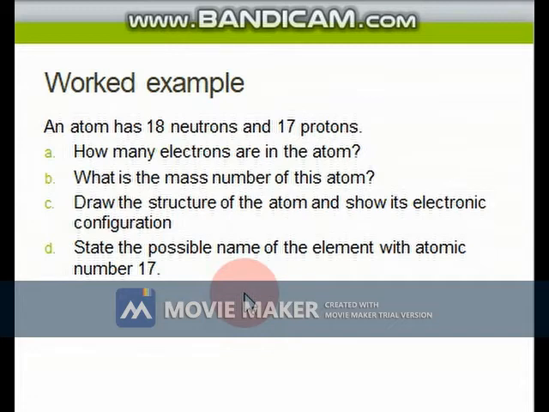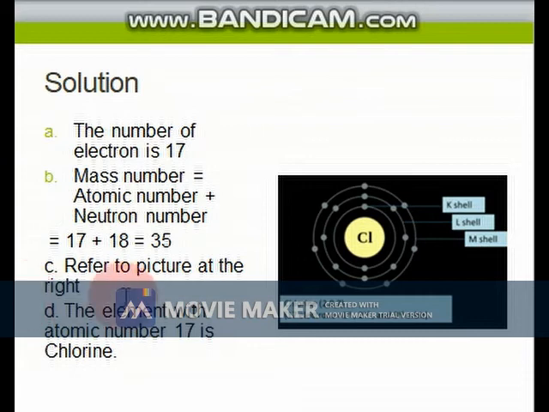So here is the solution to the question. Now the number of electrons will be 17. Its mass number, as we did already, 17 plus 18 will give us 35. And then for question C, you refer to the diagram here, which shows how to draw the structure of the atom, chlorine, and then its electronic configuration. Then the element, which is D, the element with atomic number 17 is chlorine.